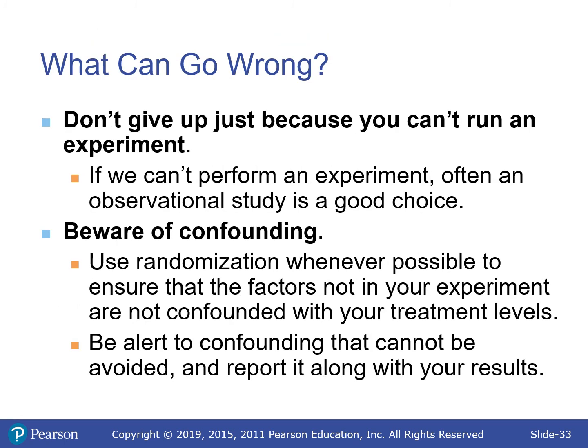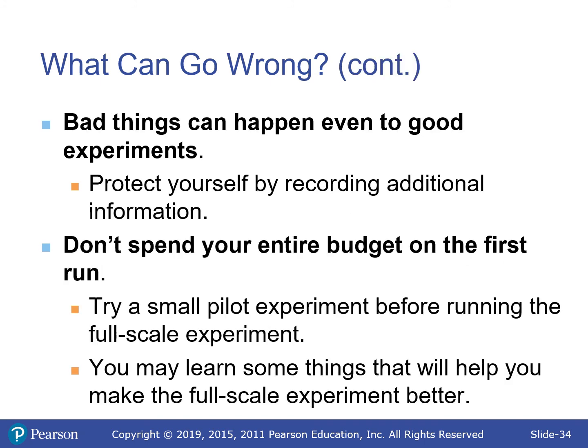So, what can go wrong when you're doing experiments? Just because you can't run an experiment doesn't mean you can't study things to get those trends. Always be aware of confounding. Like when you're setting up surveys, you're constantly trying to get rid of that bias. Confounding is like bias in an experiment. You're trying to minimize it as much as possible.